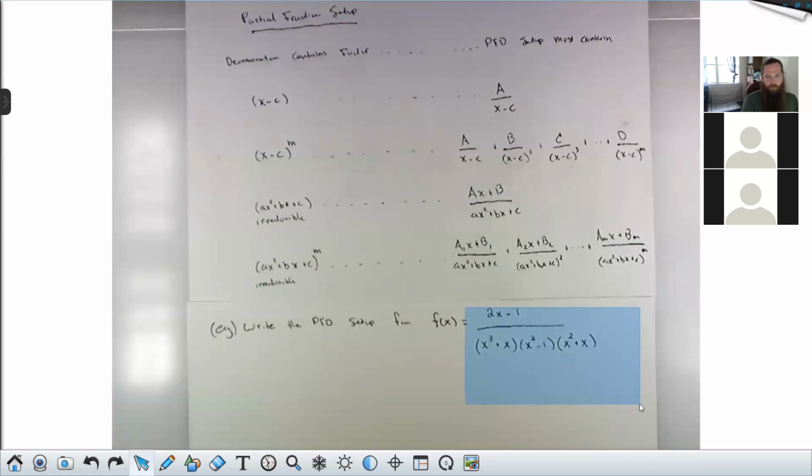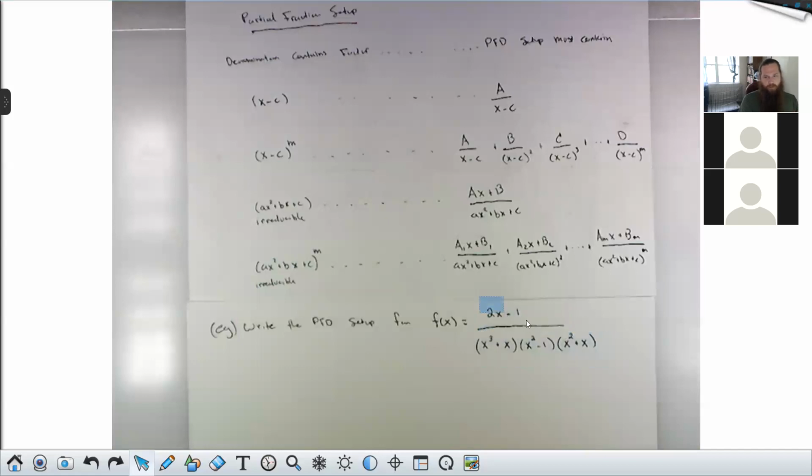We have some work to do here before we can even begin writing the PFD setup. What should I do with this stuff first? Good, we need to factor. In fact, kind of step 0, the thing we do even before that is we check, is this a proper rational function? Remember from last time, a rational function, ratio of two polynomials, is called proper if the degree of the top is strictly smaller than the degree of the bottom.